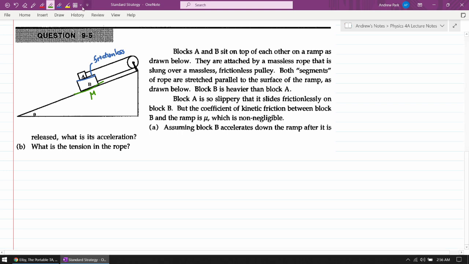Oh, I think they are supposed to give us the masses of the blocks. So let me label mass of block A and mass of block B. And the drawing also shows the angle theta of the incline.